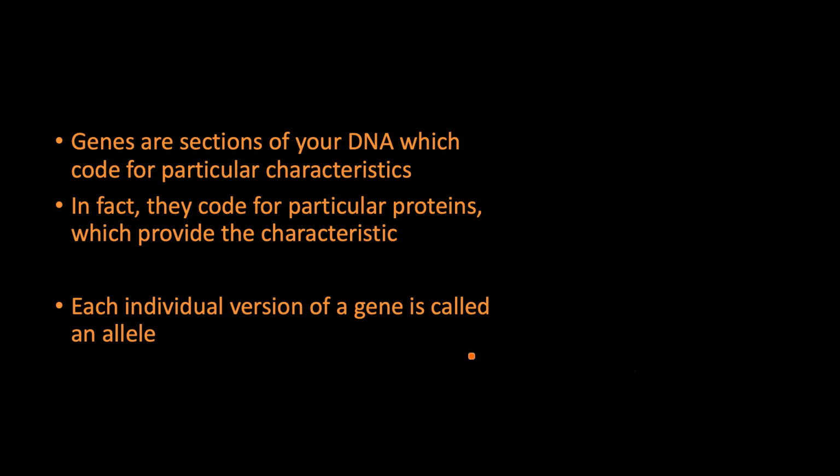So genes are sections of DNA which code for characteristics. They actually code for proteins, and those proteins give you characteristics. Each version of a gene, though, is called an allele. So you could have the hair color gene, but you have the blonde hair allele or the brown hair allele, and that's the difference between the two.